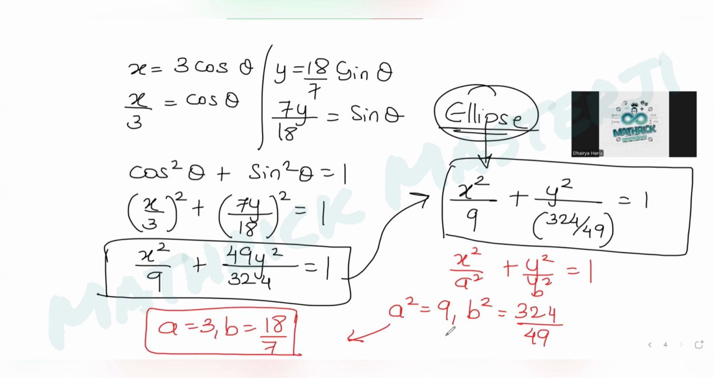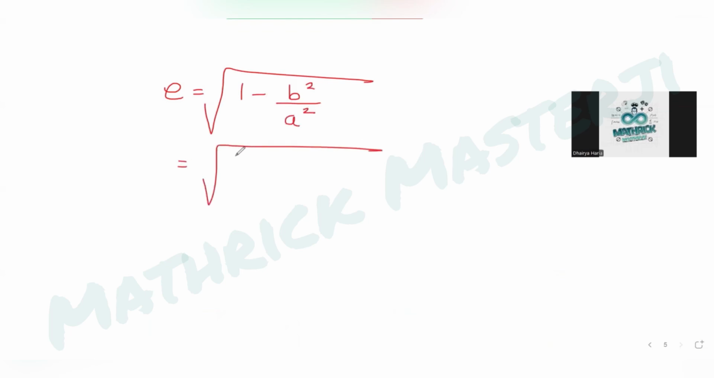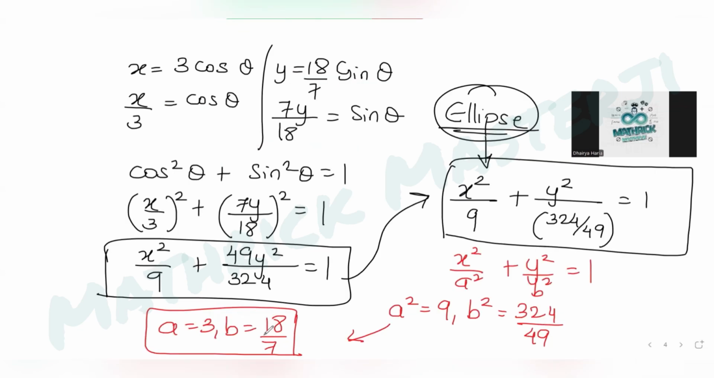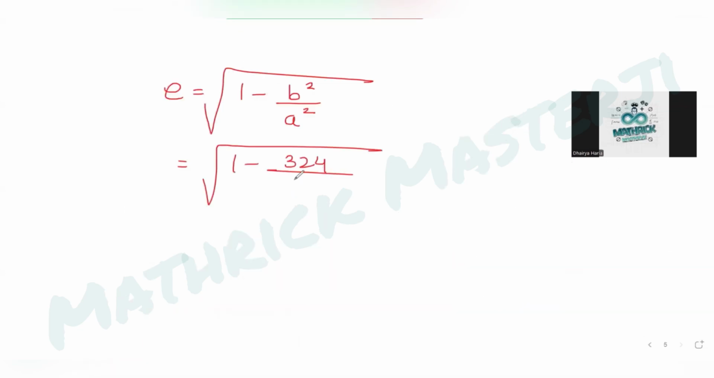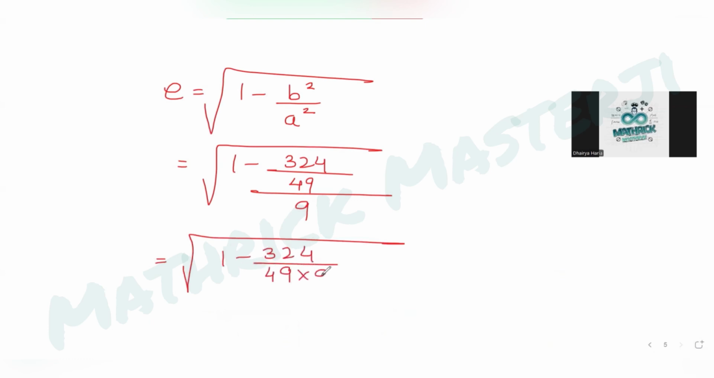Once I get a and b, I can just find the eccentricity of the ellipse. And eccentricity of the ellipse, if I see, e is given by square root of 1 minus b square over a square. So that gives me square root of 1 minus 324 divided by 7 square, which is 49. The whole thing is divided by a square, which is 3 square, which is 9.